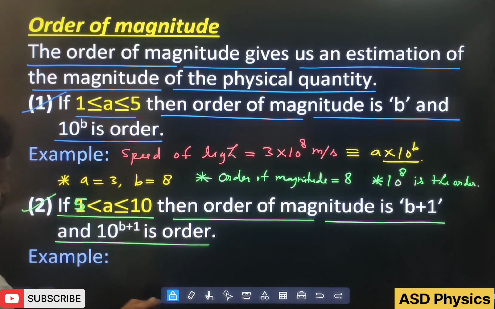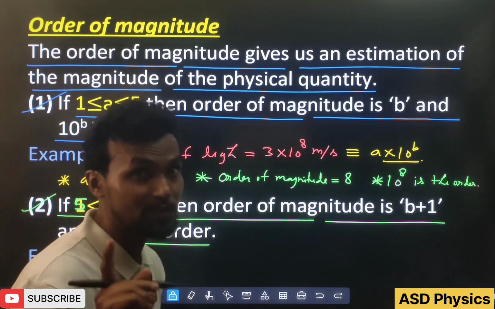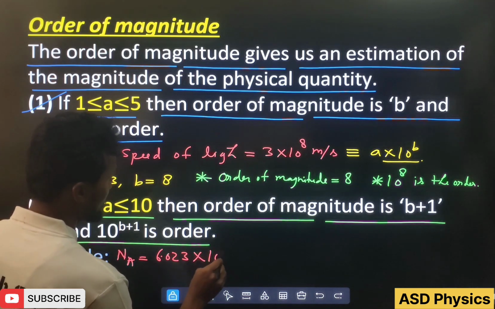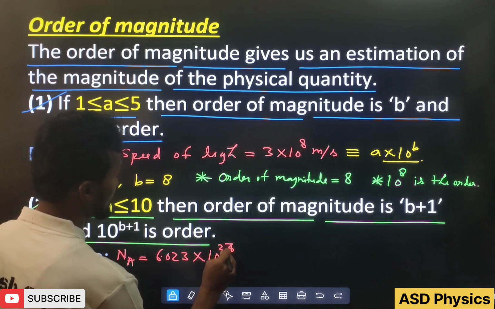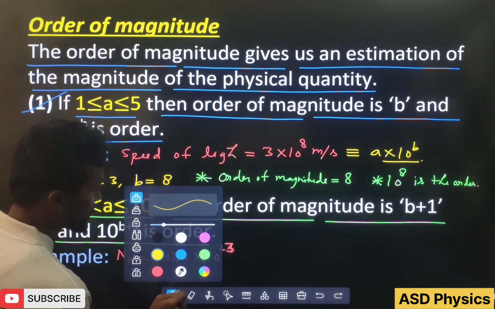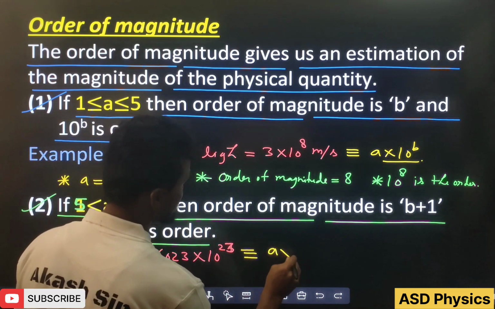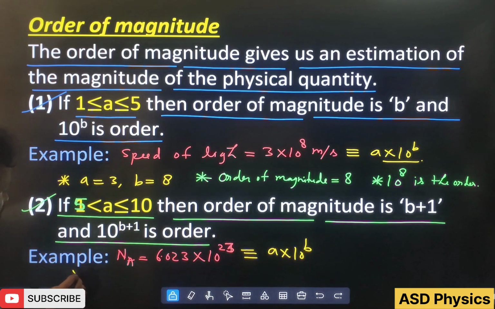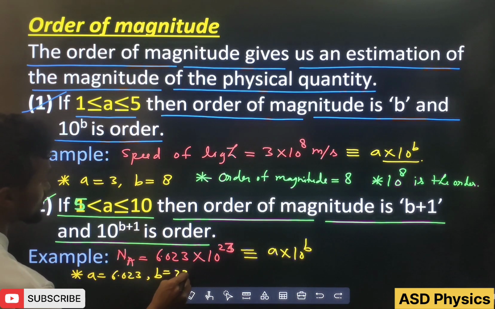Okay, so students, here also if I write the example, let's take for example capital Na. What is capital Na? In chemistry, very common, Avogadro number. So here please, if I write 6.023 into 10 to the power 23. Okay, so students, if I compare this with a into 10 to the power b, compare both the sides. Can you see very well, this a value is 6.023 and b value is 23.